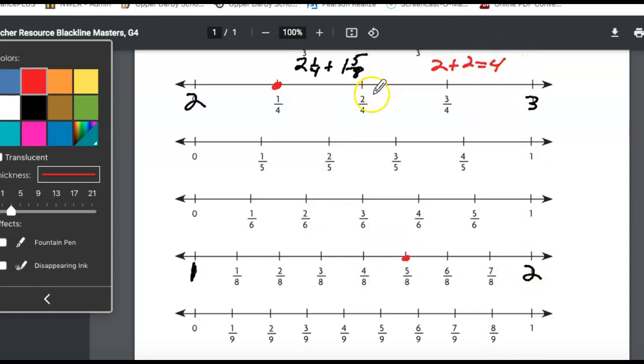The other way we can do this is by using the benchmark number, which is 1/2. So I'm going to circle that. Is 2 1/4 closer to 2, 2 1/2, or 3? Well, it's in between these two. I always tend to want to round up, because a lot of times it's better to have more than you need than not enough. So this one, 2 1/4, would probably round to 2 1/2.